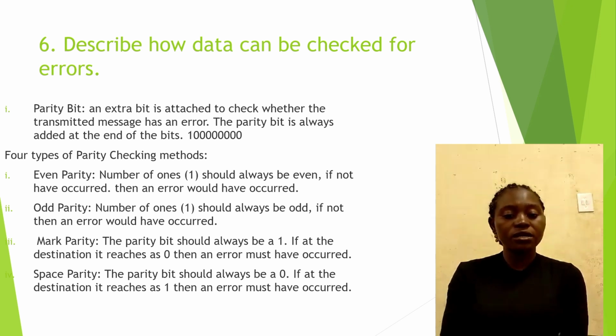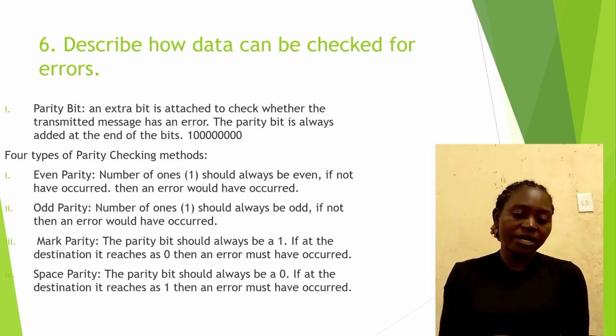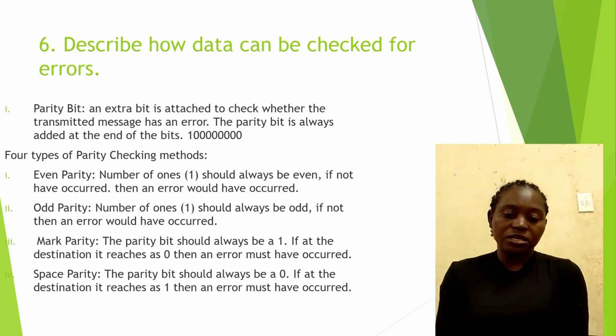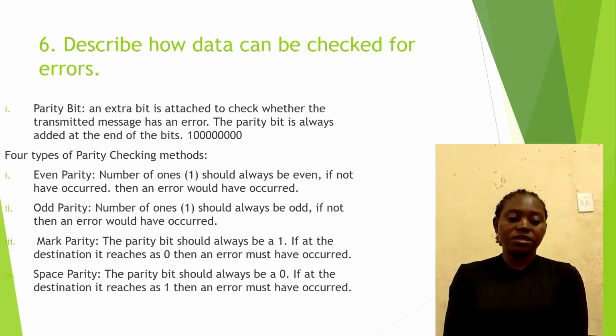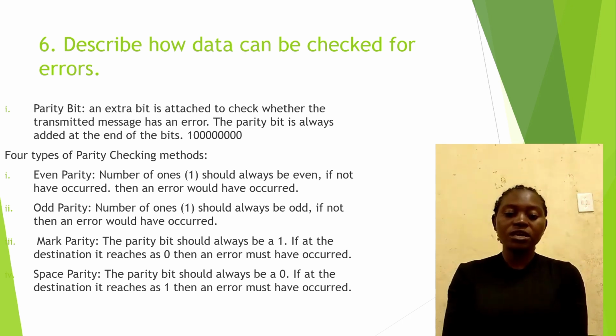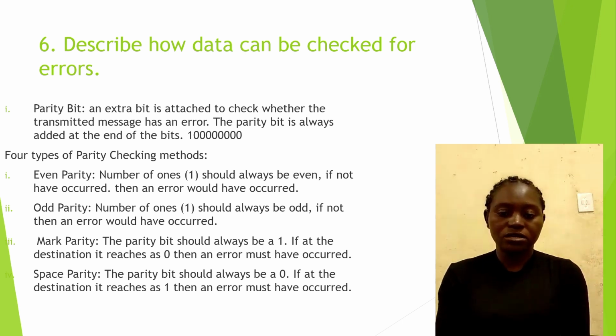We have 4 types of parity checking methods. One, we have even parity. The number of ones should always be even. If not, then an error would have occurred. Two, we have odd parity. The number of ones should always be odd. If not, then an error would have occurred.